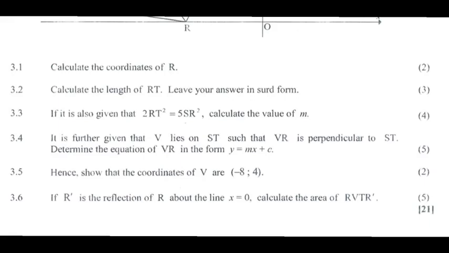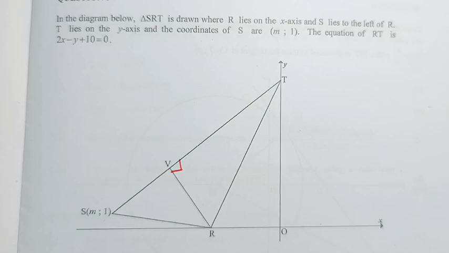3.5, hence show that the coordinates of v are negative 8 and 4. Now we need to prove that the coordinates of v are negative 8 and 4. So we must remember, we got the equation of vr, and we must find the equation of st, because v is the point of intersection. Then we can equate the equations to prove that the coordinates of v are negative 8 and 4.